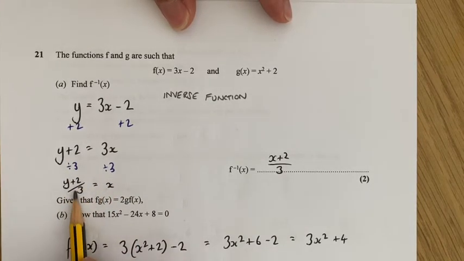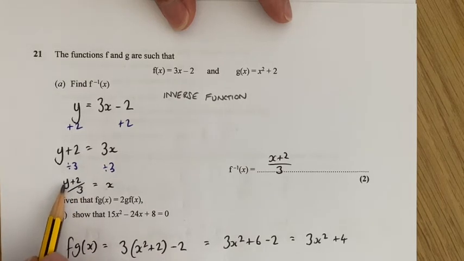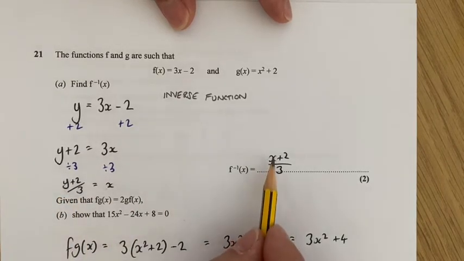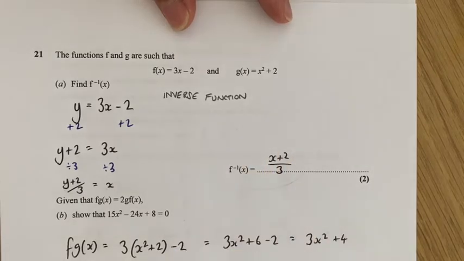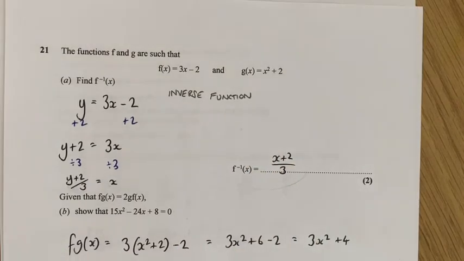And then that's our inverse function, except we just need to replace that y with x. So we get x plus 2 over 3. That's our inverse function. Inverse functions are high-level maths, as you can tell. We're right at the back end of this GCSE paper.